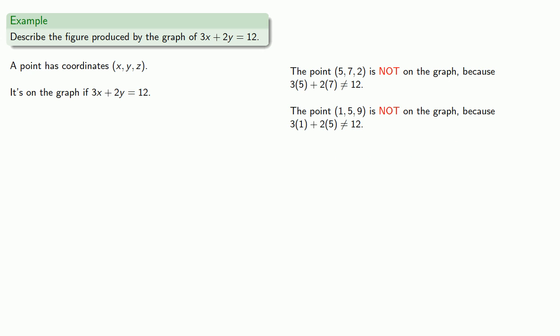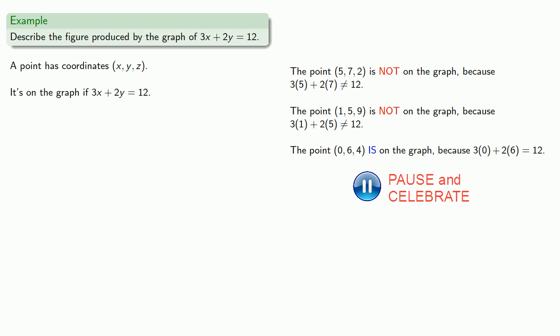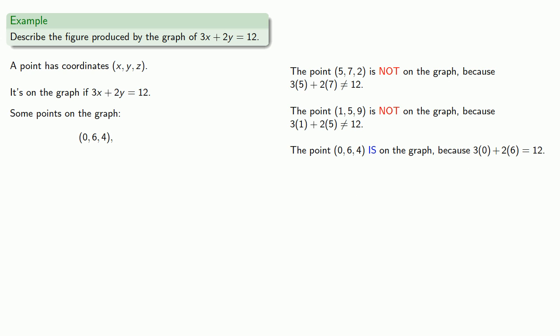On the other hand, the point 0, 6, 4 is on the graph because 3 times x plus 2 times y is in fact equal to 12. Now, you might notice that the z-coordinate of this point wasn't used in our verification. And what that means is that we can pick any z value that we want to. So the point 0, 6, 8, well, that's also on the graph since 3 times x plus 2 times y is equal to 12. And likewise, 0, 6, minus 2 is on the graph.